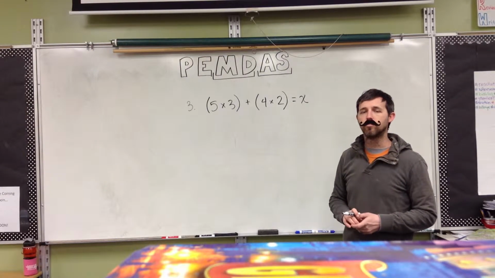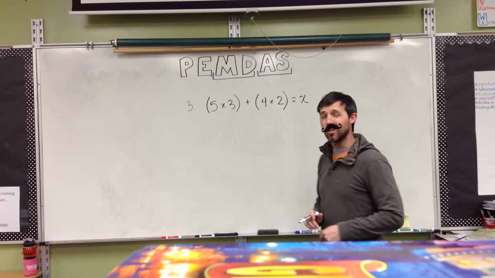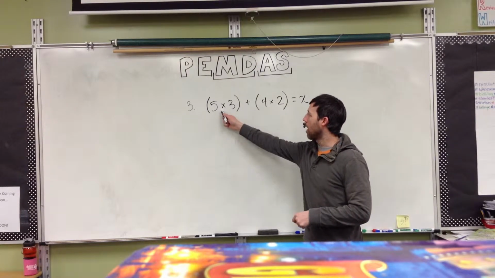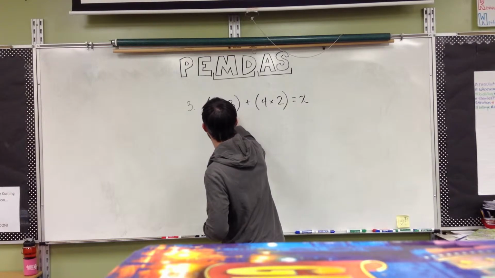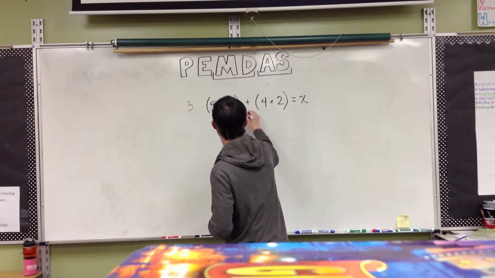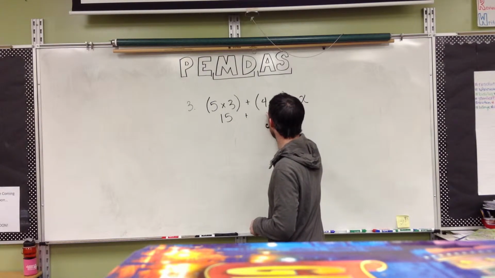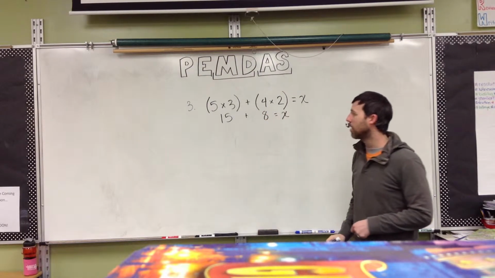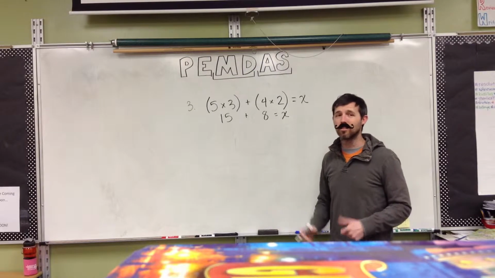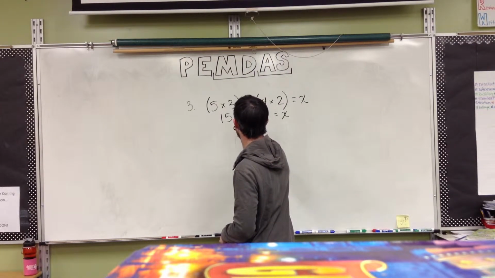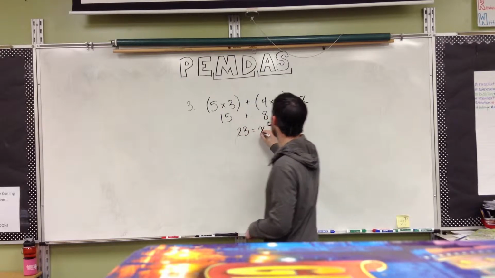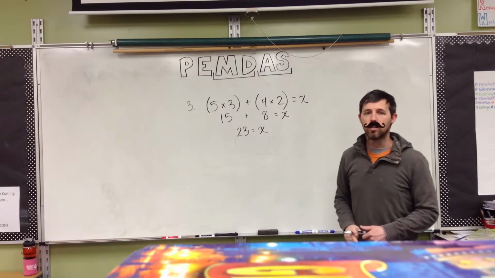Okay, so here's what we should have. If we have two sets of parentheses, we can go ahead and do both of those at the same time. 5 times 3 is 15. Bring down the addition symbol, and 4 times 2 is 8. And all that does is it leaves us with just another simple addition problem. So 15 plus 8, and we should have that 23 equals x.